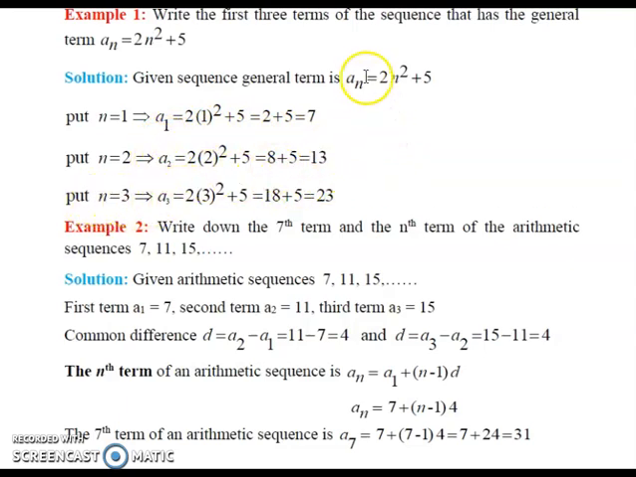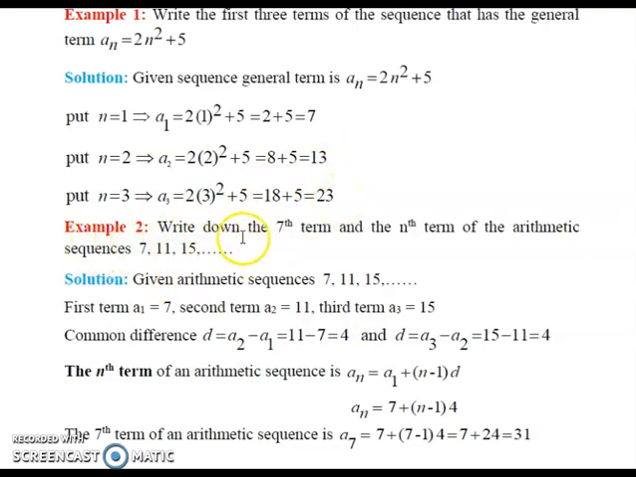Substituting n equal to 3, a3 is equal to 2 multiply 3 square plus 5. That is 18 plus 5 equal to 23. This is the third term of the given sequence. First term a1 is equal to 7. Second term a2 equal to 13. Third term a3 is equal to 23.